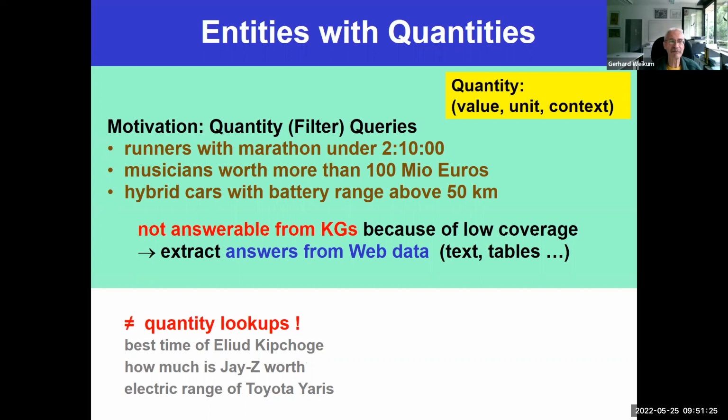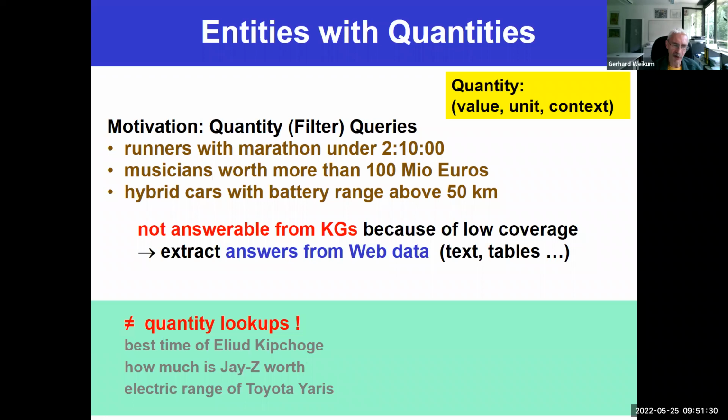It's important to differentiate these queries from what I call quantity lookups, where we start with an entity, for example, Eliud Kipchoge, a marathon runner, and we just look up the quantity in a knowledge graph, if available, but often it's not available, or we leverage search engines. In fact, search engines do a decent job on this, at least if it involves prominent entities.